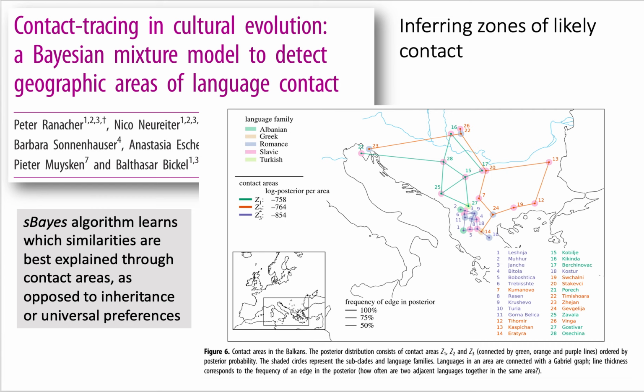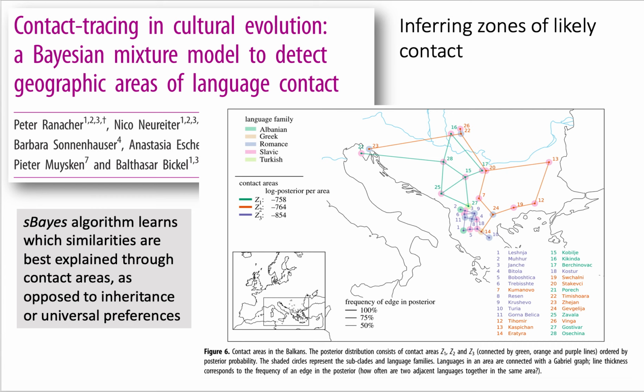So similarities can be explained in terms of inheritance, like we saw before, or universal preference towards that feature arrangement, or maybe it's actually contact, and therefore it tries to extract those features that are best explained through contact areas, and the map shows some of these contact areas in the Balkans. So it actually shows that the Balkan Sprachbund is made up of three, let's say, sub areas that are then interconnected within the bigger area.